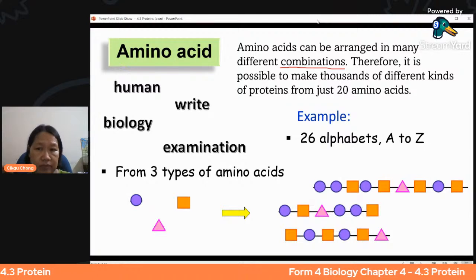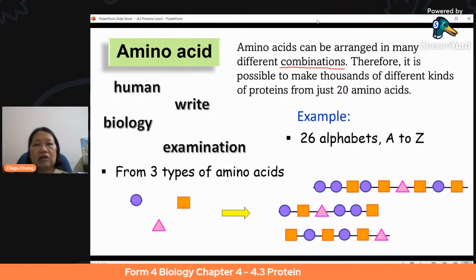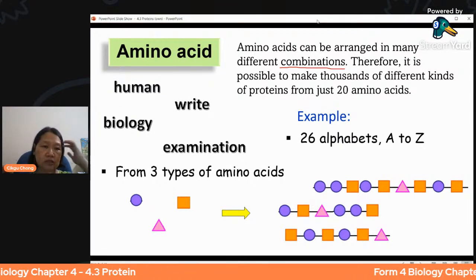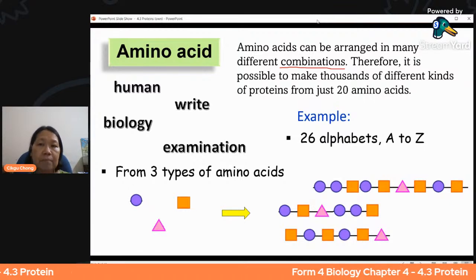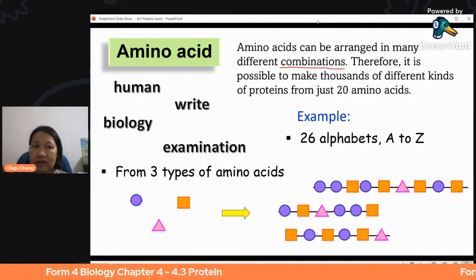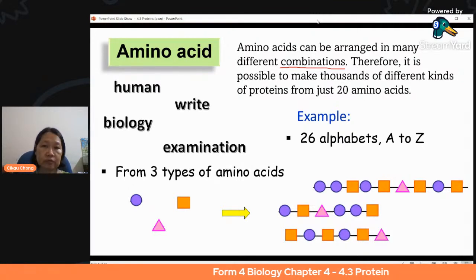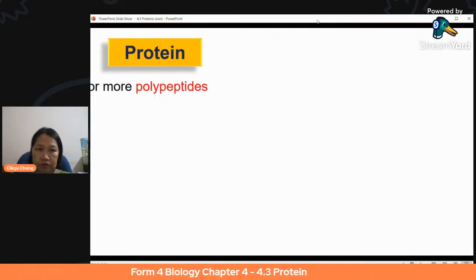Just like 26 alphabets, A to Z, you can make thousands and thousands of words that exist in the English language. Okay, so you only have 20 amino acids, but you can make thousands and thousands of this, what do you call the protein. Okay, clear, right? I want you to understand that you can have different combinations of amino acids to make different types of protein. Okay, let's look at protein some more.